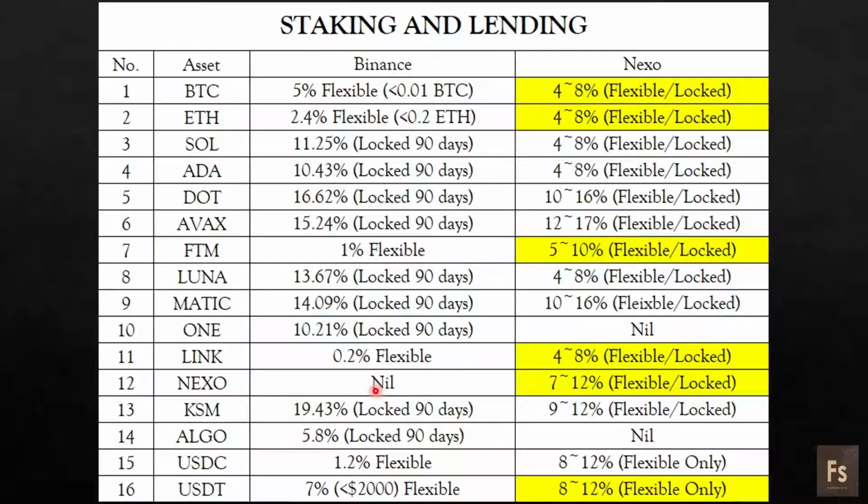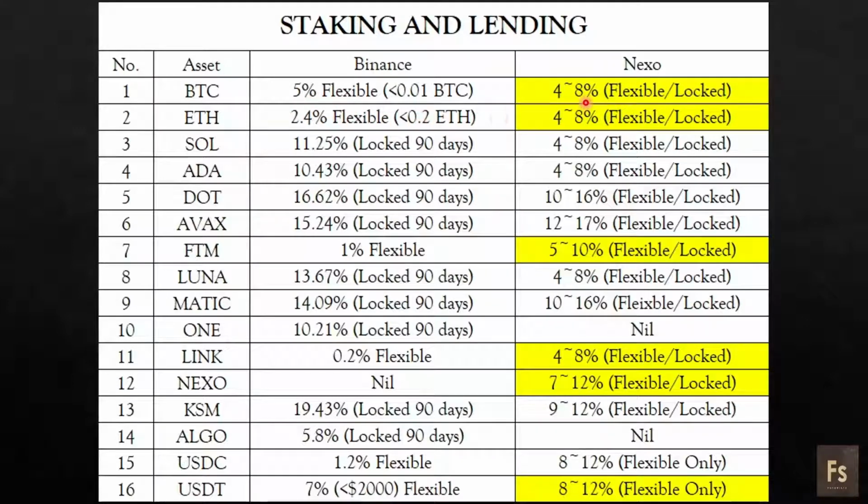So why am I personally using Nexo? Because take a look at this. I'm comparing it directly to Binance. If you take a look at Bitcoin, 5% for flexible savings. Yeah, but this is a major scam because that's for the first 0.01 BTC only. After that, the savings rate drops down to 0.8%. I'm not sure if you guys know about this quote-unquote scam. Ethereum is 2.4% only, and after that, Ethereum drops to 0.8% after 0.2 ETH.